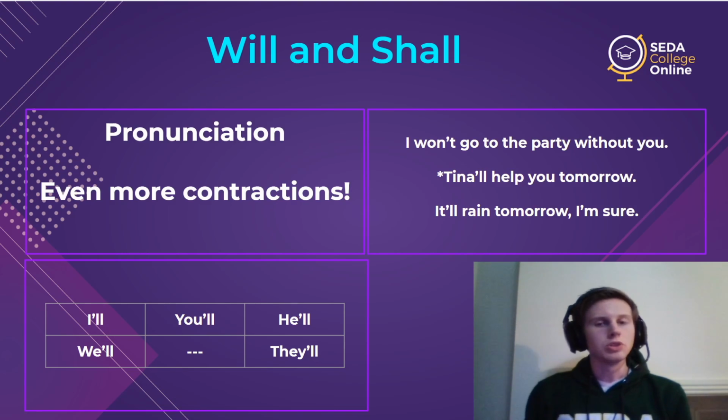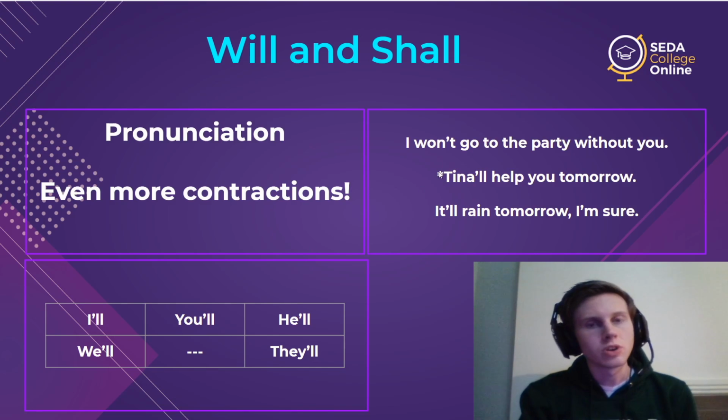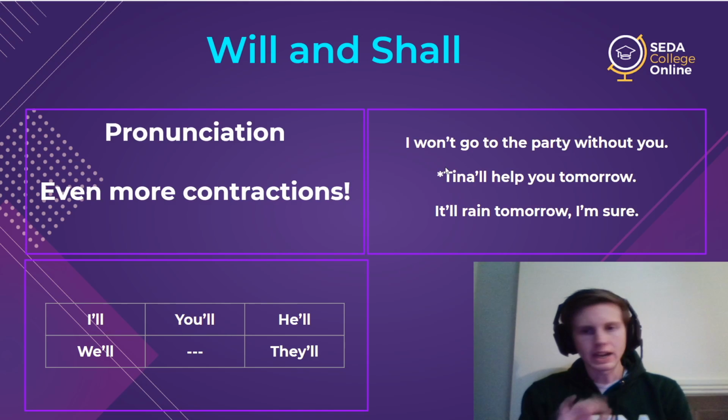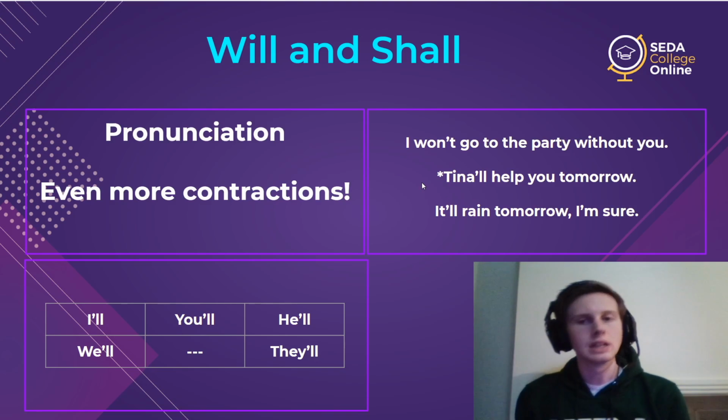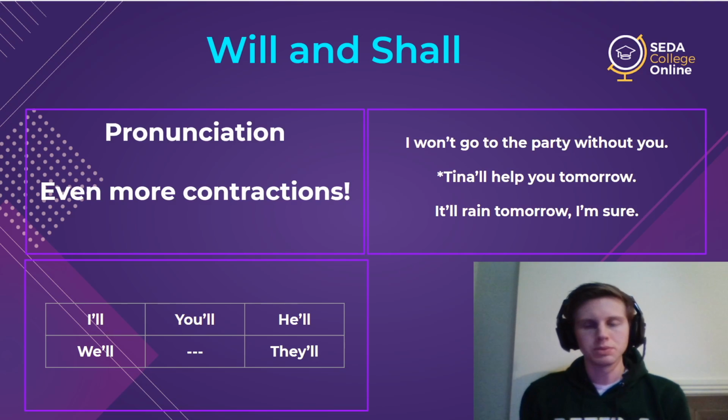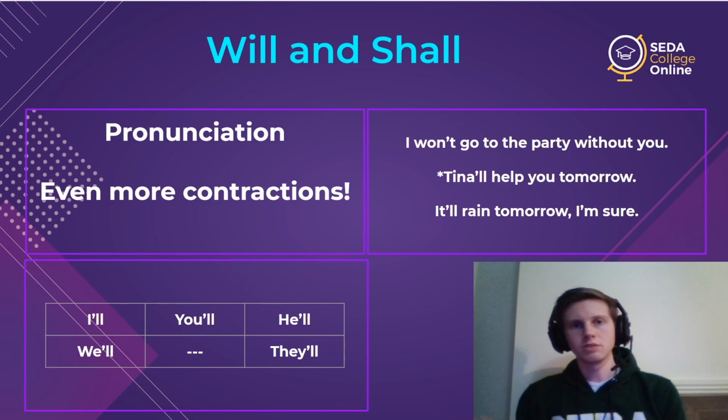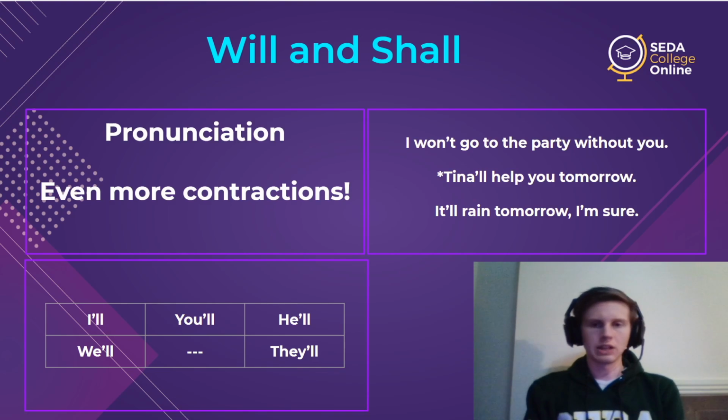We'll also use the contraction in pronunciation with subjects that are not pronouns. So let's look at the second sentence. Remember, this star means I do not recommend writing it. This is only for speaking. So an English speaker will say, Tina'll help you tomorrow. They won't say, Tina will help you tomorrow. They'll say, Tina'll help you tomorrow. So on almost any subject, positive will contracts to 'll.